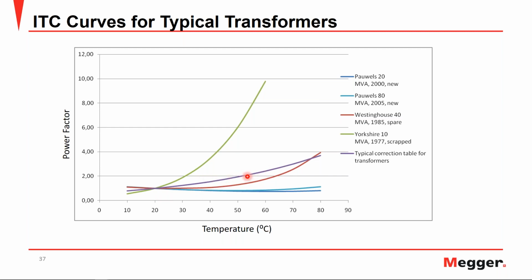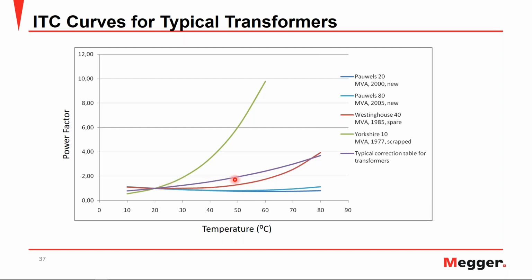previously published. What that leaves you with is, on the newer transformers, you're going to end up overcompensating, and on the older transformer, you're going to end up undercompensating. But you can really see why the need for an individual temperature correction that is specific to the asset that you're testing is the benefit of the ITC.